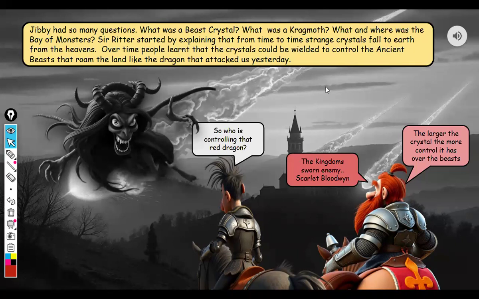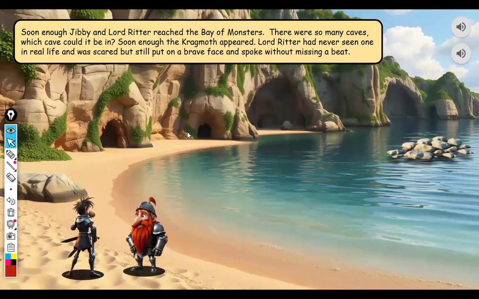All right. So remember, the main antagonist of the story is Scarlet Bloodwind, and she was controlling the red dragon from last week that was attacking them. All right, so hopefully they'll reach the Bay of Monsters. This here is the Bay of Monsters.